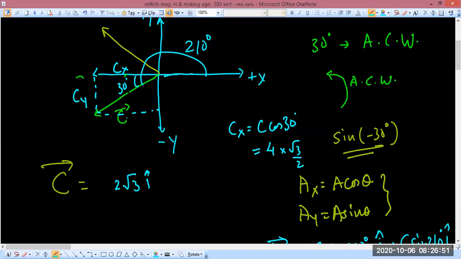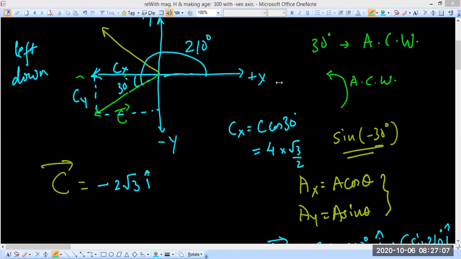But this is a big mistake. Look at CX. CX is in which direction? This vector is left side and downwards, correct? So this should be negative. I hope all of you understood that. So the correct answer is minus 2 root 3 I caret, okay? Not 2 root 3 I caret. The correct answer is minus 2 root 3 I caret.